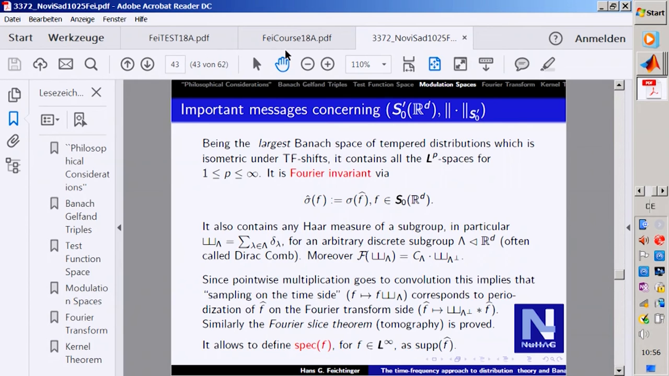So then it will be exactly the Poisson formula which tells you if this is the integer lattice, this is the integer lattice as well. So the important message is even unbounded measures like constant 1, pure frequencies, now they have a Fourier transform.